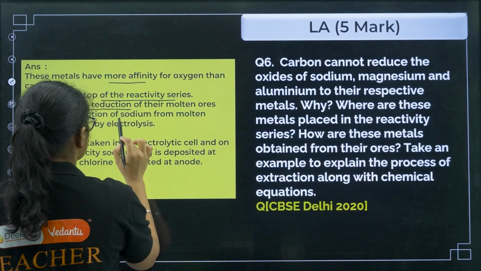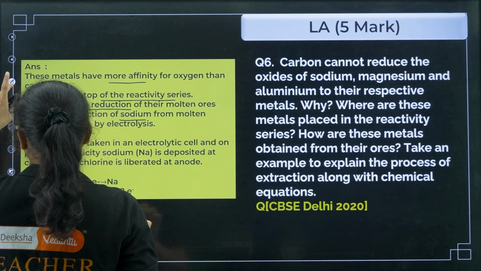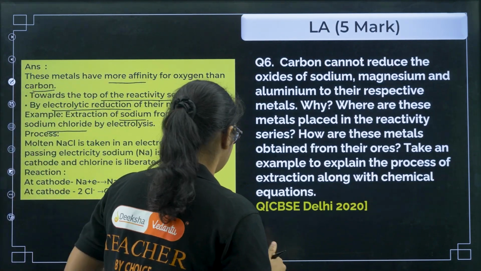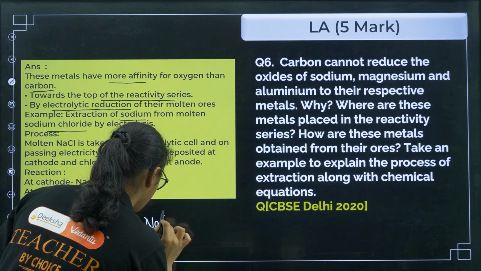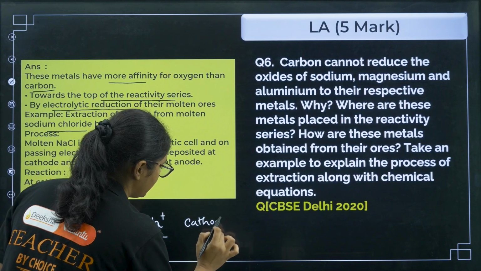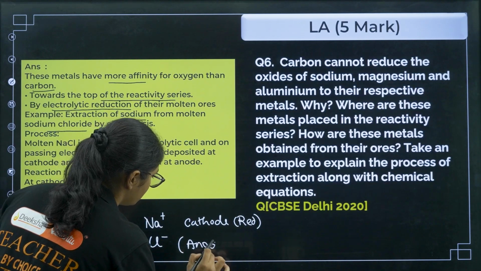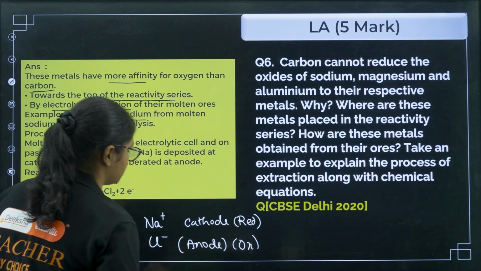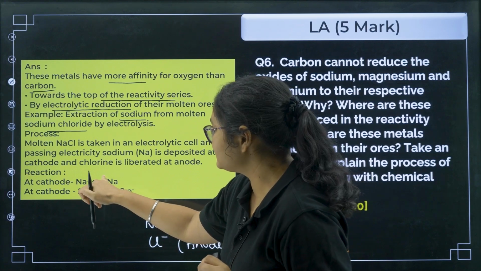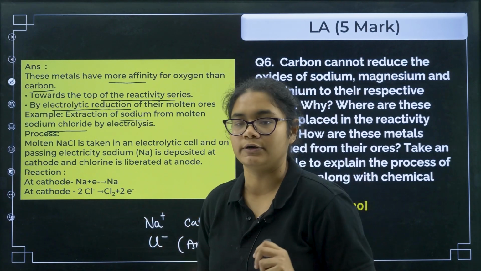So for example, extraction of sodium from molten NaCl by electrolysis. Molten NaCl is taken in an electrolytic cell and electricity is passed. So if you have Na+ and Cl-, the positively charged Na+ will move towards the cathode, where it will undergo reduction, and Cl- will move towards the anode, where it will undergo oxidation. At the cathode, Na+ plus an electron gives you Na, and at the anode, 2Cl- loses 2 electrons to give you Cl2 gas.